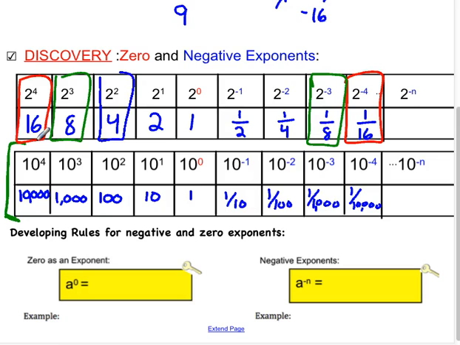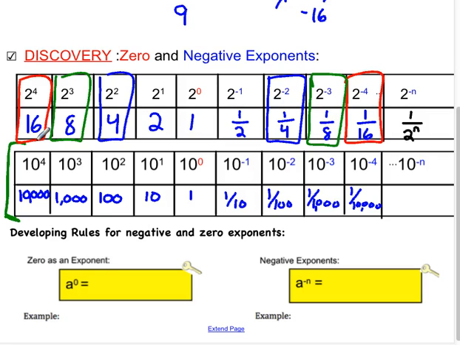2 squared is 4. 2 to the negative 2 is 1/4. So I'm hoping you're seeing a pattern here, okay? The pattern is every time I have 2 to the negative n, that's the same as taking 1 over whatever 2 to the n would have been, okay?